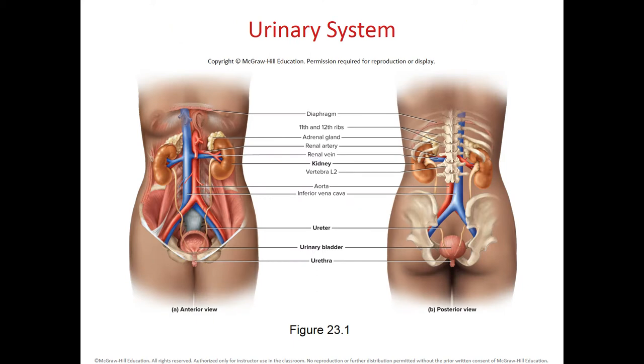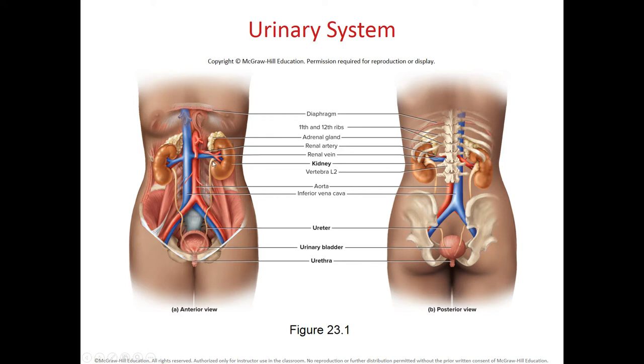So this is the anterior and posterior view of the organs of the urinary system. Here we have the kidneys with their convex surface, the lateral surface, the concavity, the medial surface, which is the hilum. And then we have the blood vessels coming in and out of the hilum. So we have the renal artery, we have the renal vein. Renal veins drain into the inferior vena cava, and the renal arteries are branches of the descending abdominal aorta.